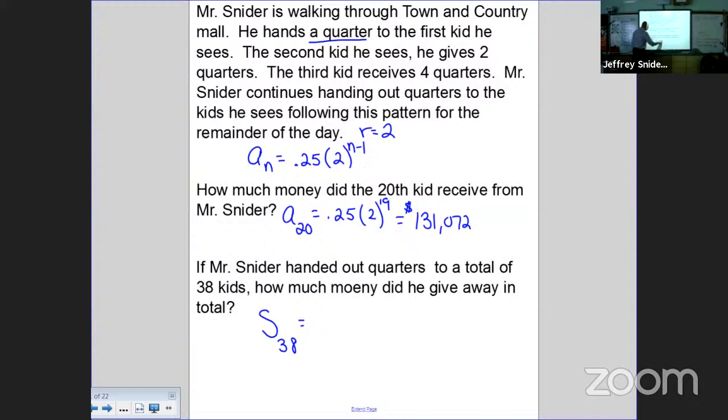First term, 0.25 times 1 minus what? 2 to the 38 over 1 minus 2. And then you can just do this on your calculator. Okay? I'm going to have to work the rest of my life to pay this off. This is going to be a massive, massive number.